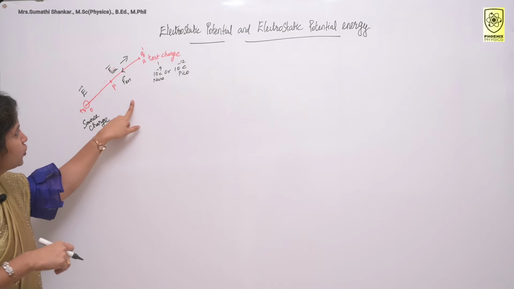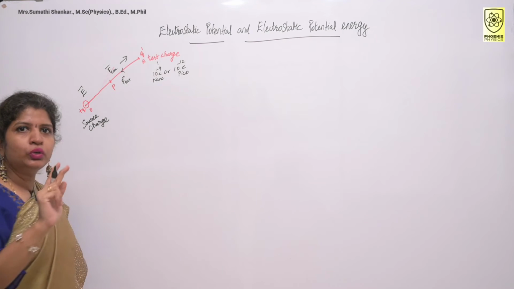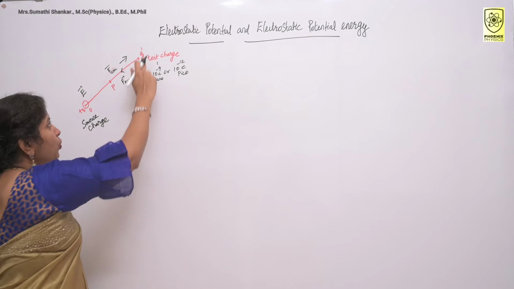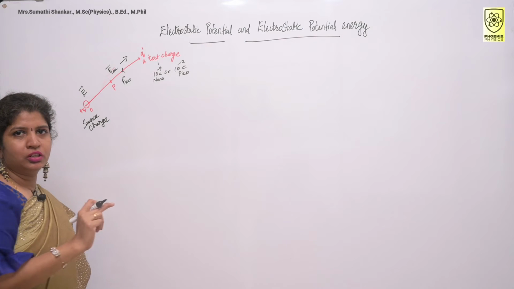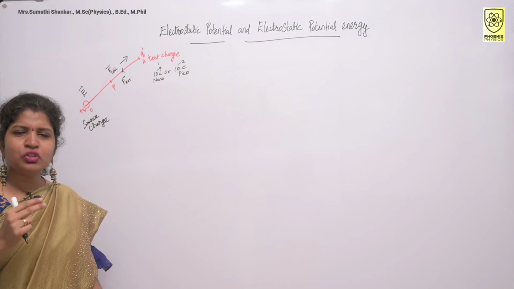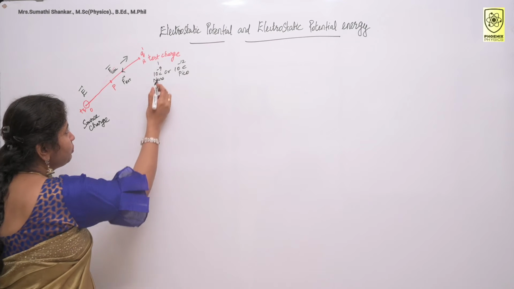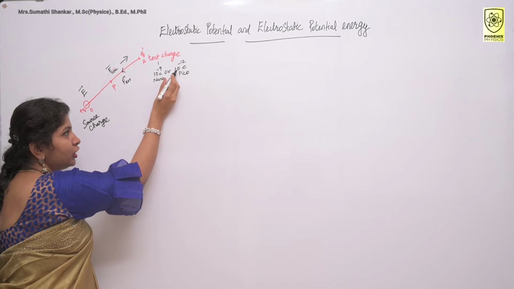Consider another test charge at R. Here R and P are two different positions. Q prime is my test charge. Actually, what is a test charge? A test charge means a very small charge. It is in the order of 10 to the power of minus 9 coulomb or 10 to the power of minus 12 coulomb.